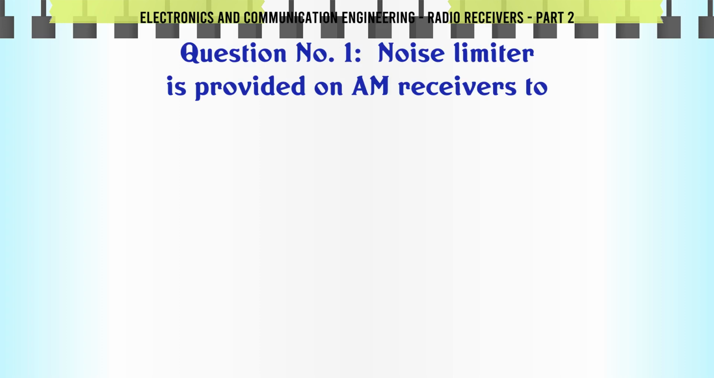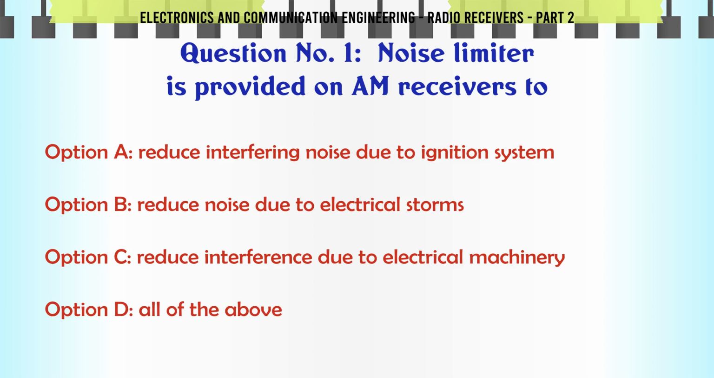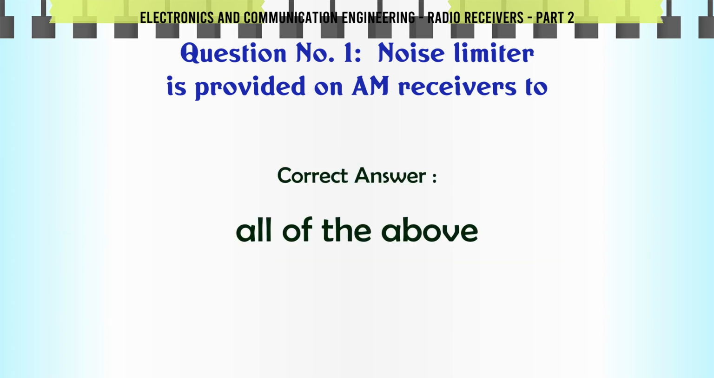Noise limiter is provided on AM receivers to: A. Reduce interfering noise due to ignition system. B. Reduce noise due to electrical storms. C. Reduce interference due to electrical machinery. D. All of the above. The correct answer is all of the above.